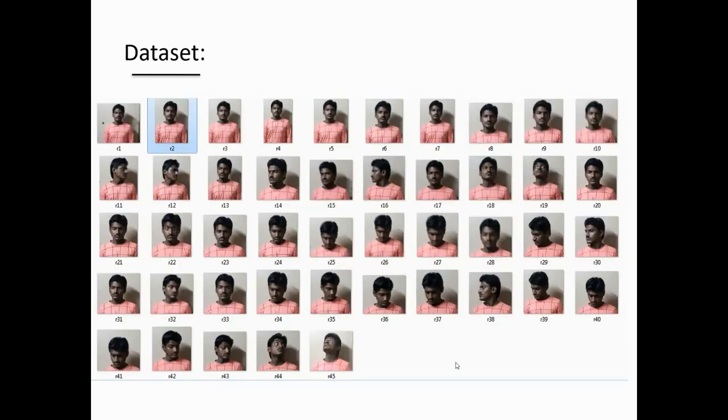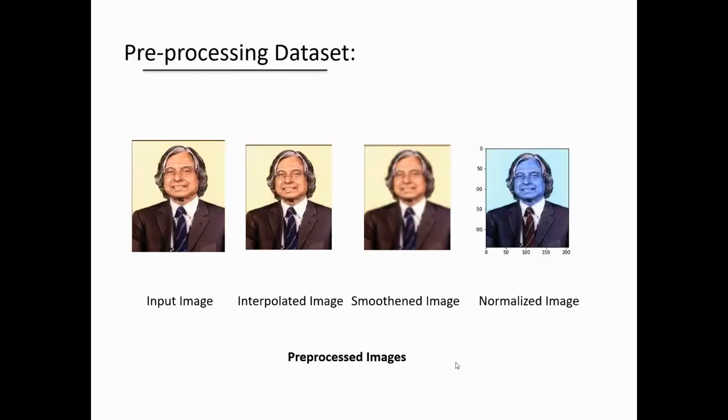Initially, I said that I'm preparing my own data set. It is named the customized data set. Then I'm applying the pre-processing. When you take an image as input, for example an Abdul Kalam image, three things will be done: one is interpolation, another is smoothing, and another is normalization. It will give the features at every stage. Those feature images will also be stored in the data set only.